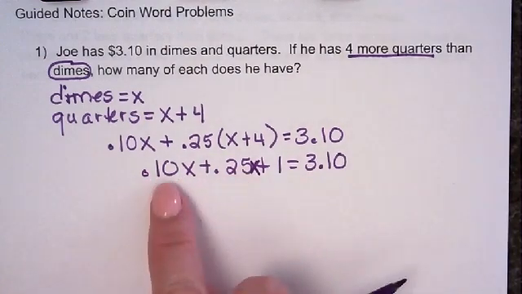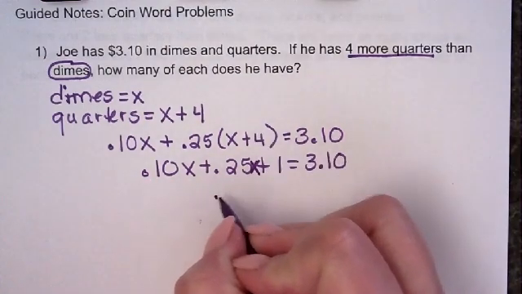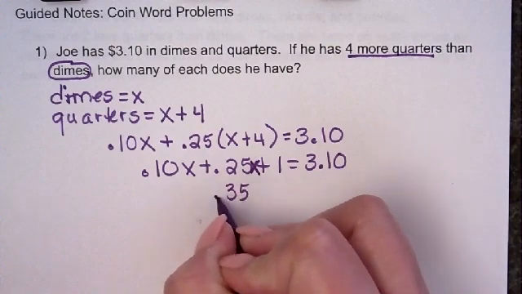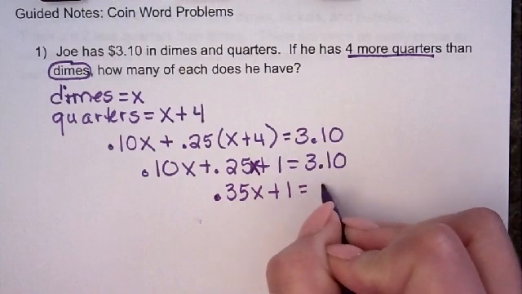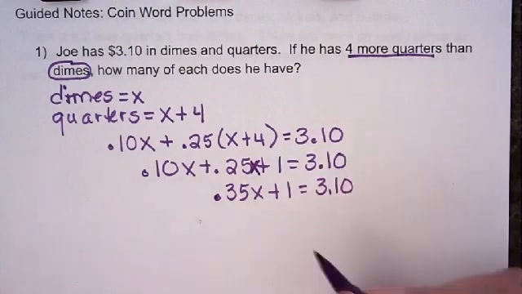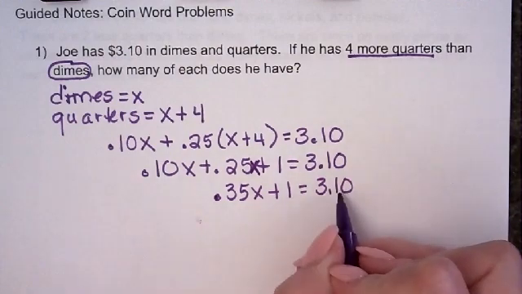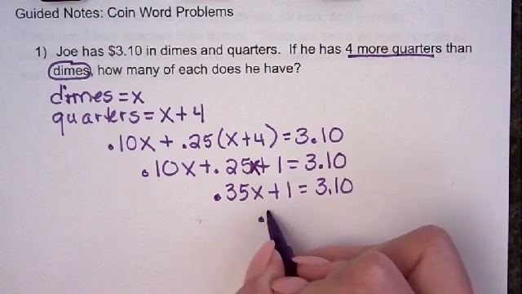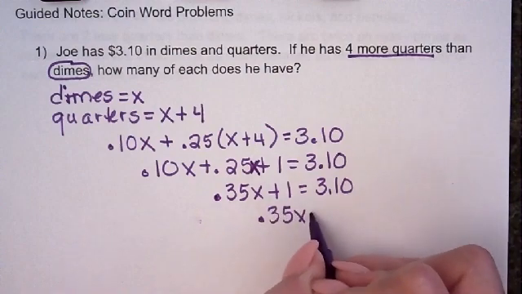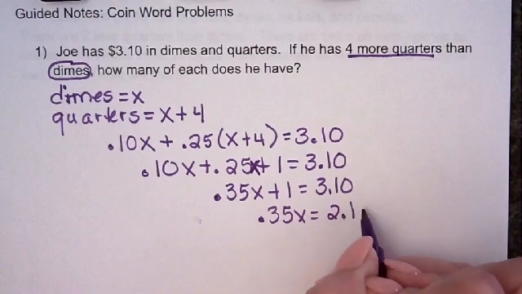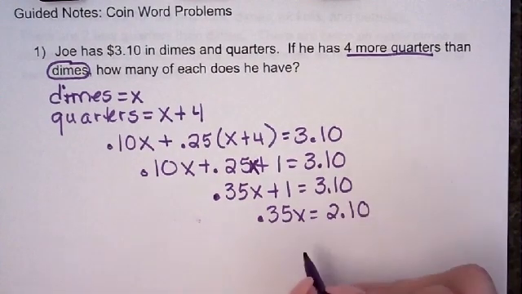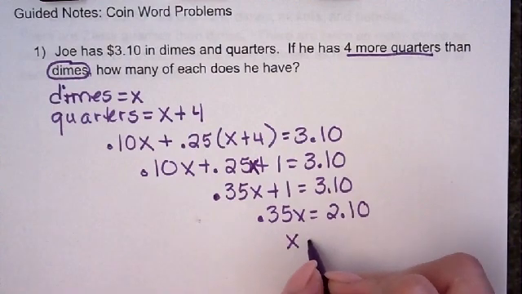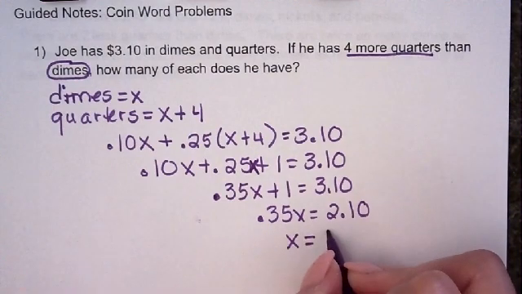So let's combine our x's right here. So we got 0.35x plus 1 equal to $3.10. If I subtract this 1 over, I'm going to have 0.35x equal to 2.1, just like that. If I divide both sides by the 0.35, I get x equal to 6.